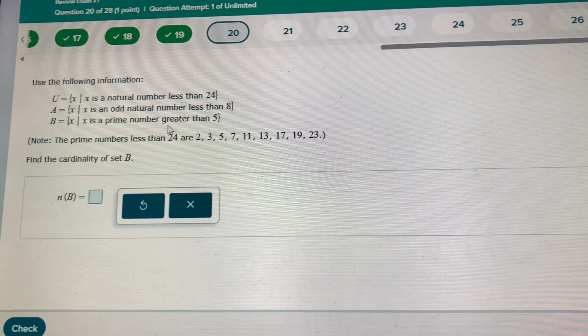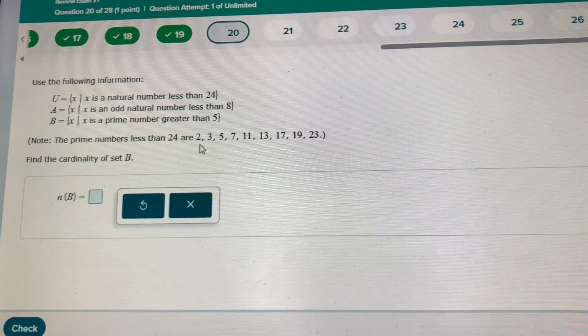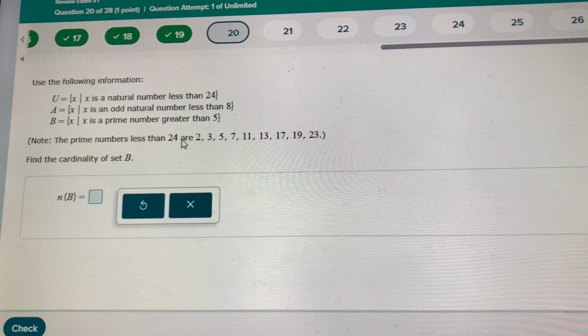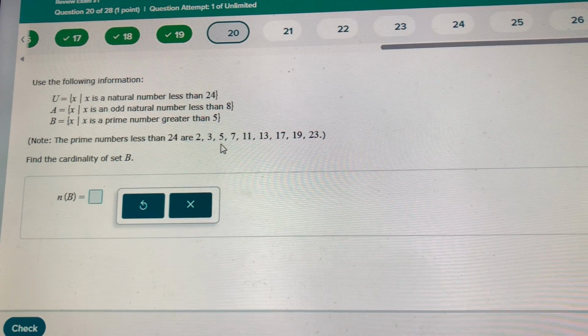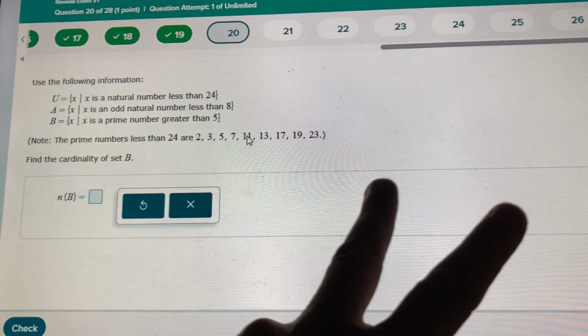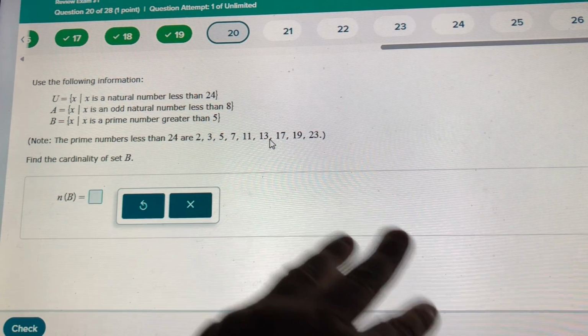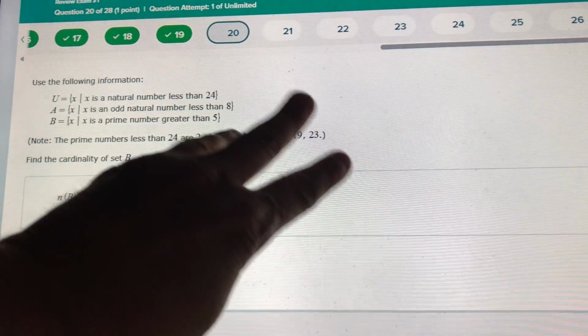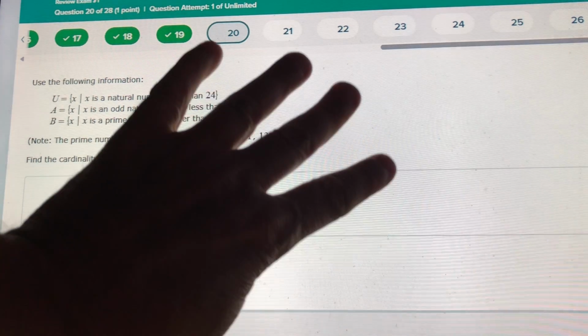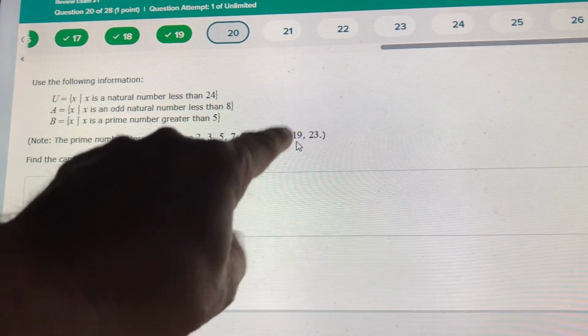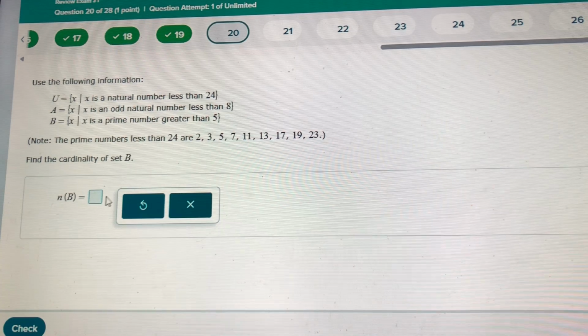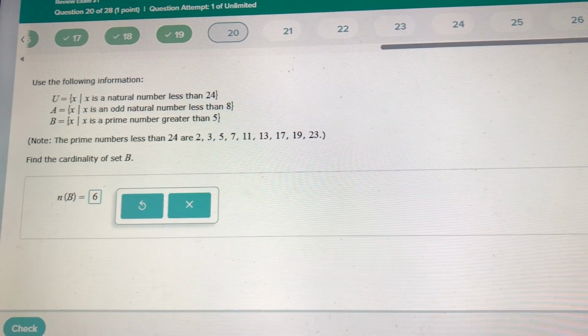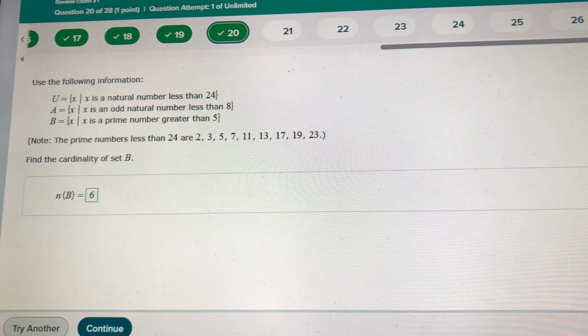B is a prime number greater than 5, and here they've listed all the prime numbers you have to work with. So we want any number in this list that's greater than 5, and greater than 5 does not include 5. So don't use 2, 3, or 5, but use all the ones greater. There's 7, 11, 13. 13, I'm counting on my fingers. 17's 4, then 19's 5, and then 23's 6. There are 6 prime numbers greater than 5, up to the number 24. And that's just how many there are.